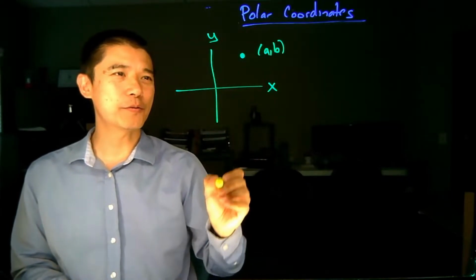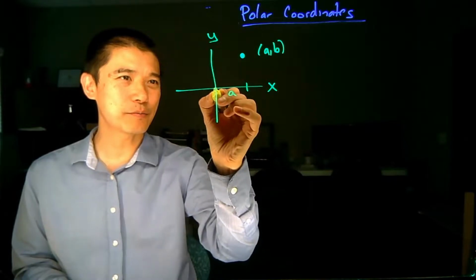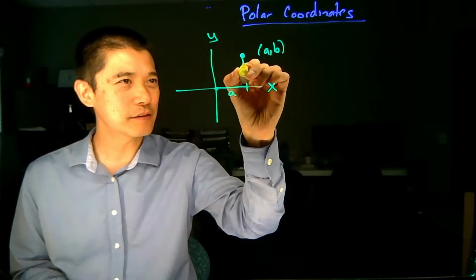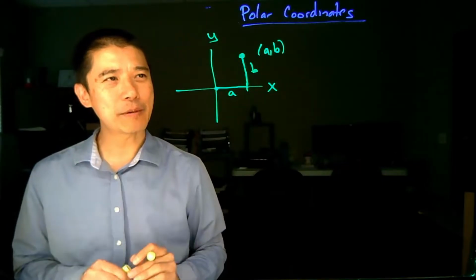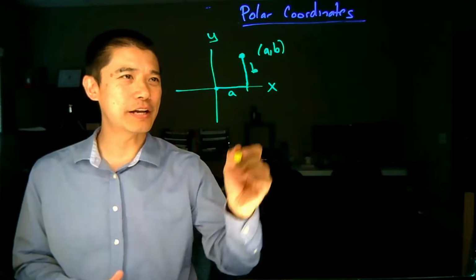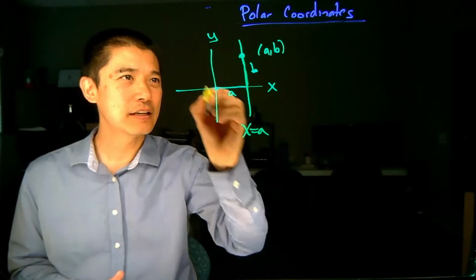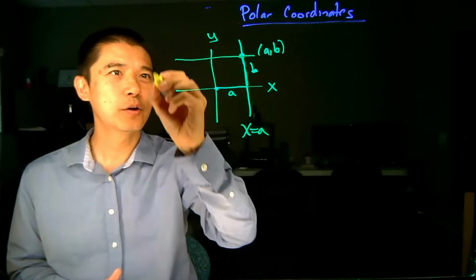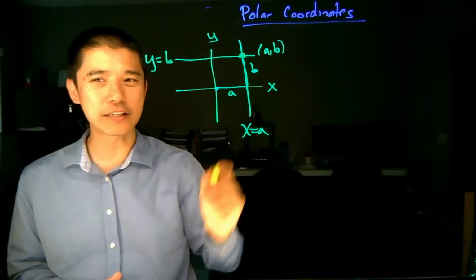You can think of it in terms of movement: you go a distance of A in the x direction from the origin, a distance of B in the y direction, and that will get you that point. The other way we can think about this is as the intersection of two lines. You have the vertical line, x equals A, and the horizontal line, y equals B. And the intersection of those two lines gives us a single point.